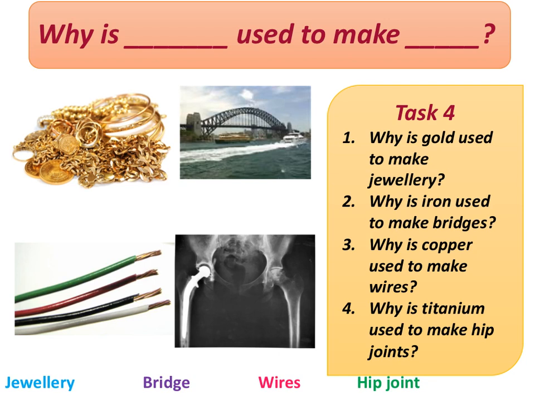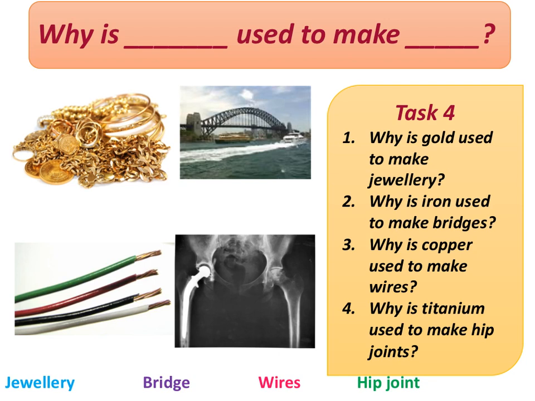Right, task number 4. Why is something used to make something? So we've got some examples here. We've got jewellery, we've got a bridge, we've got wires, we've got a hip joint. You can see an x-ray of a titanium hip joint.